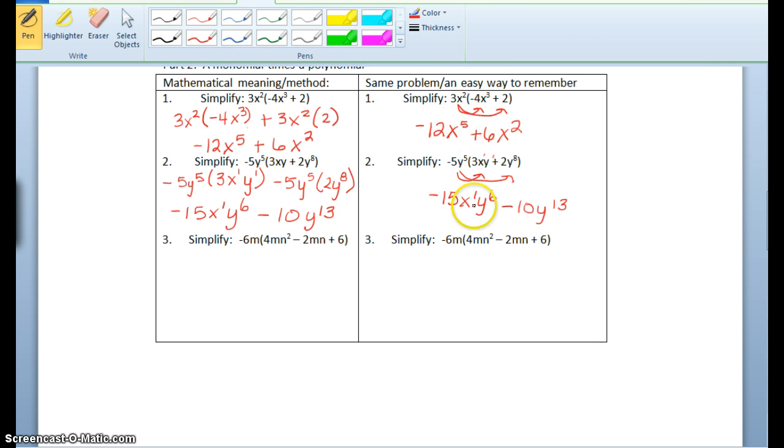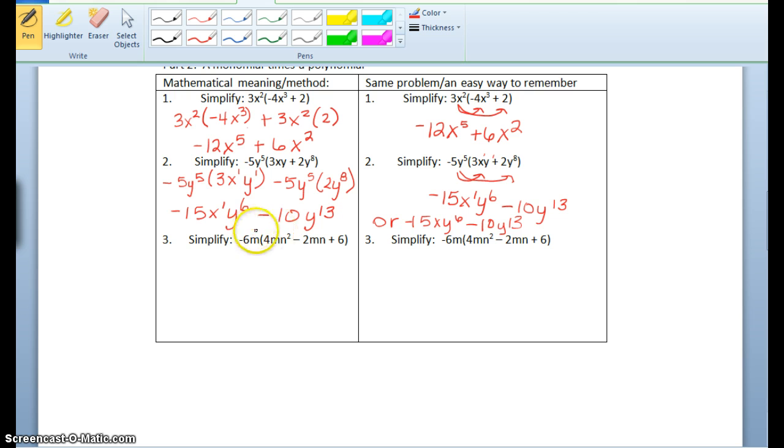Remember, you did not have to write the 1 here. You could have just as easily written, I'll just write it down here, negative 15x, y to the 6th, minus 10y to the 13th. You didn't have to put the 1. You can if you want to. I strongly suggest you put it in the problem so you don't forget to include them when you're adding.